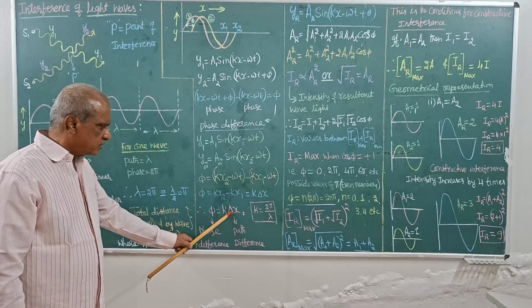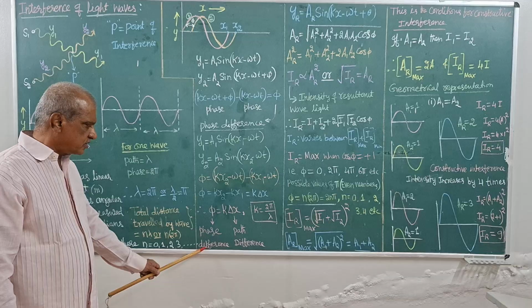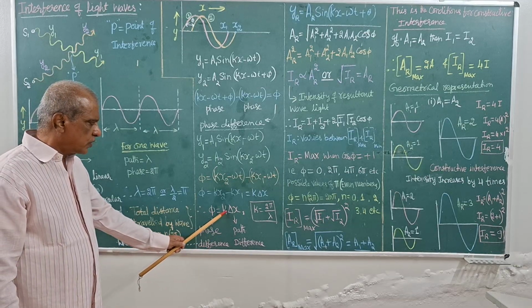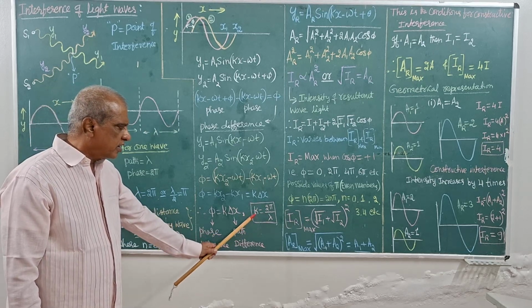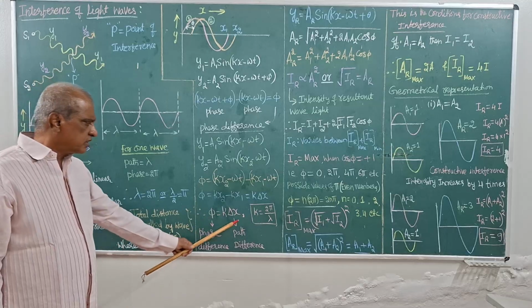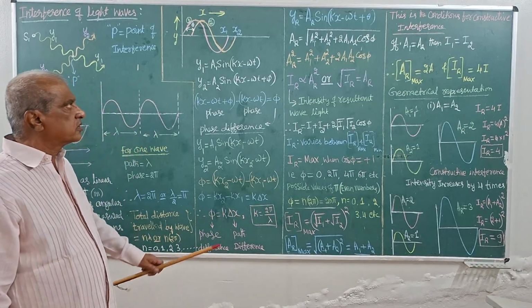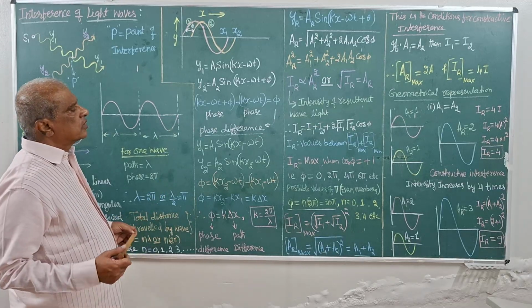What is delta x? Path difference. What is phi? Phase difference. The relationship between these two is phi equals k into delta x. What is k? We already know that k equals 2 pi by lambda. It is related to the wave number. 2 pi by lambda. Remember this fundamental equation. We need to discuss more about this in upcoming sessions.